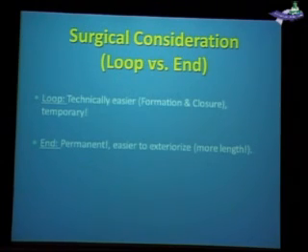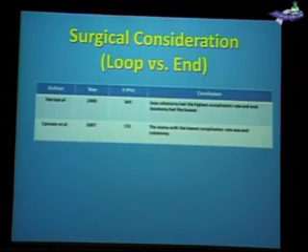The end in a permanent stoma, it's easier to exteriorize, and because you don't have the other loop to deal with, you can get more length. Two studies compared loop to end. Again, there are more studies, but I'm selecting some for you. The first one in 2005, more than 300 patients, found the loop colostomy was associated with the highest complication rate, and the end ileostomy had the lowest. The second one showed that the stoma with the lowest complication rate was the end colostomy.